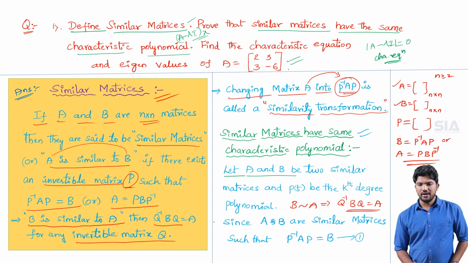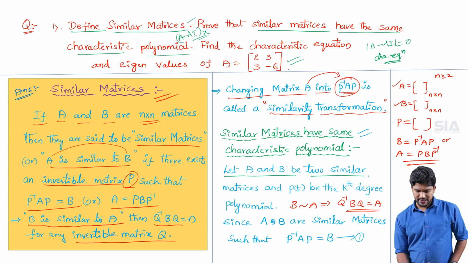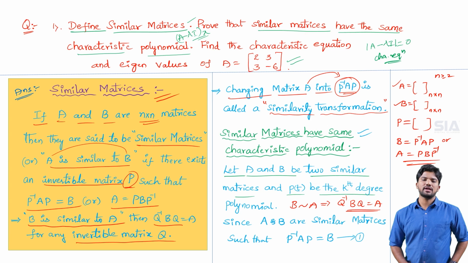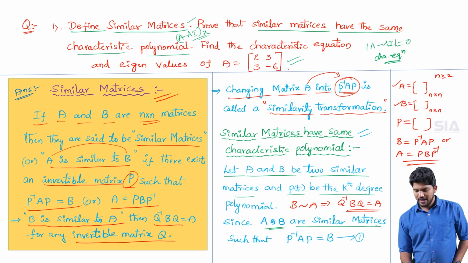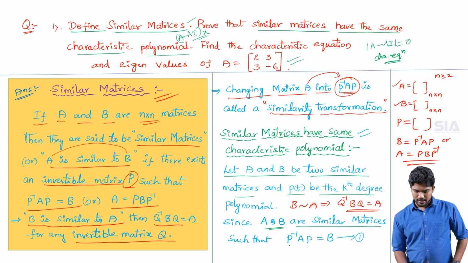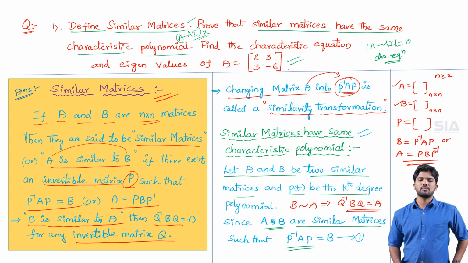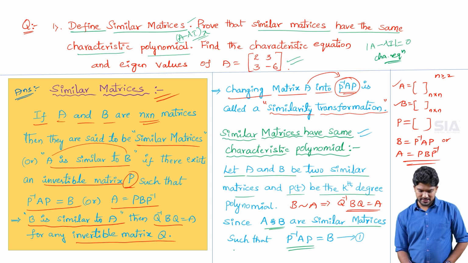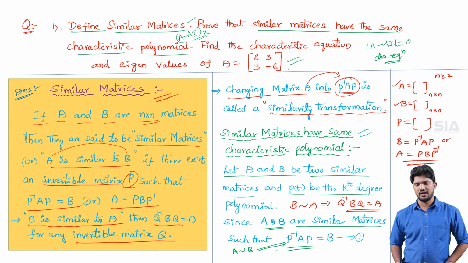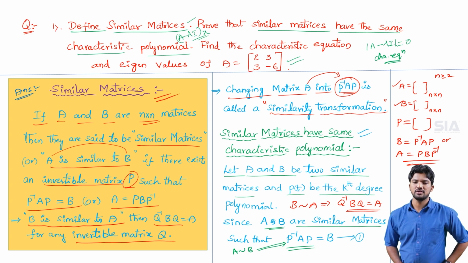Let capital A and B be two similar matrices and P of T be the kth degree polynomial. Since A and B are similar matrices such that P inverse A P is equal to capital B. A and B are similar matrices, or we can say that A is similar to B, then we can apply this formula P inverse A P equal to capital B.